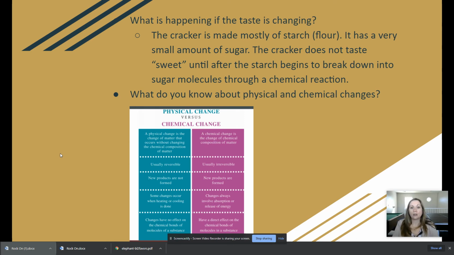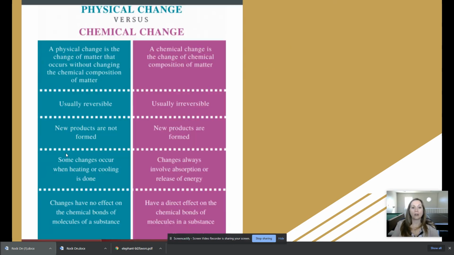So let's think about what we know about physical and chemical changes. A physical change is a change in the form of matter without changing the chemical composition of matter. A chemical change is the change of a chemical composition of matter. So physical change is just like changing the size of it, things like that. Chemical actually changes the chemical makeup. So both kinds are usually irreversible. Like once you broke the cracker in pieces, you couldn't put it back together. Once you chewed it up, you couldn't put it back to how it was when you started.